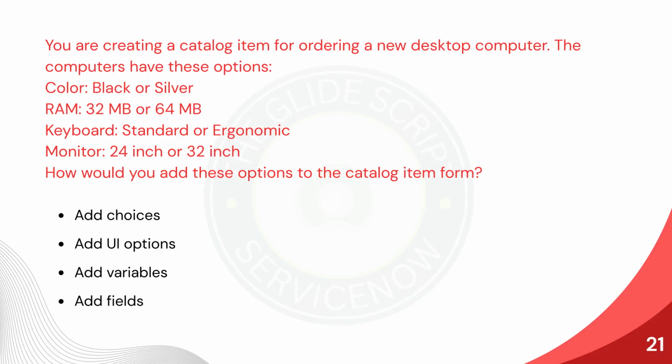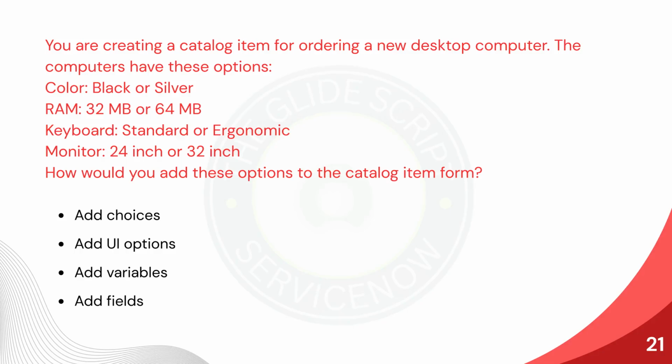Next, again there is a scenario based question. Try to understand it first and then give the answer. You are creating a catalog item for ordering a new desktop computer. The computers have these options like color black or silver, RAM, keyboard, monitor. How would you add these options to the catalog item form?